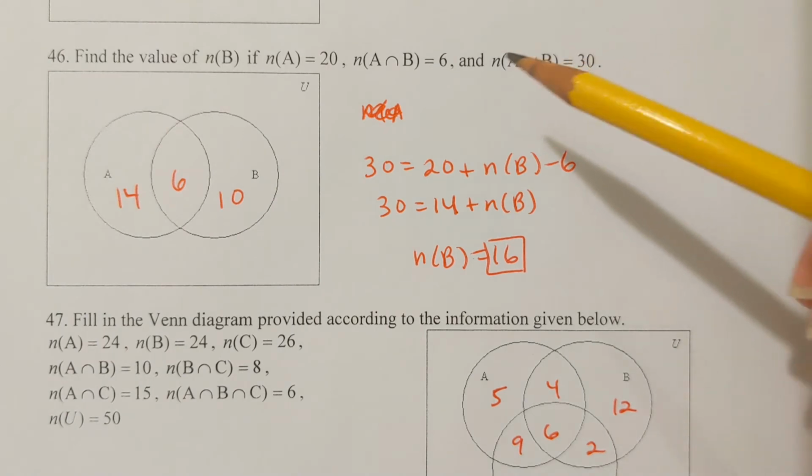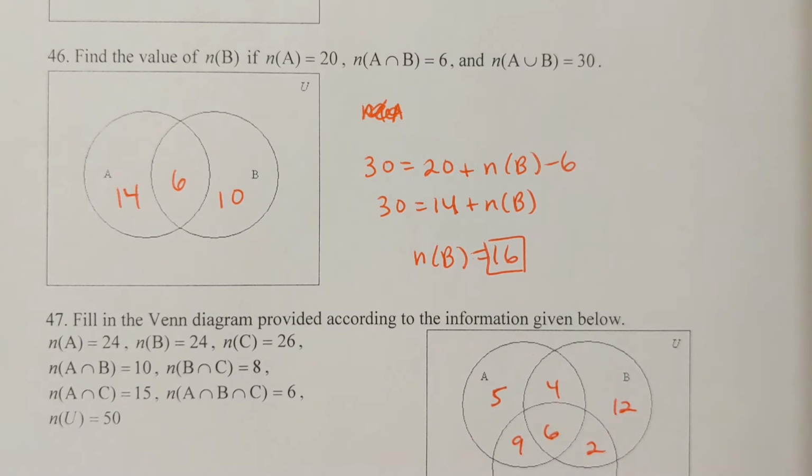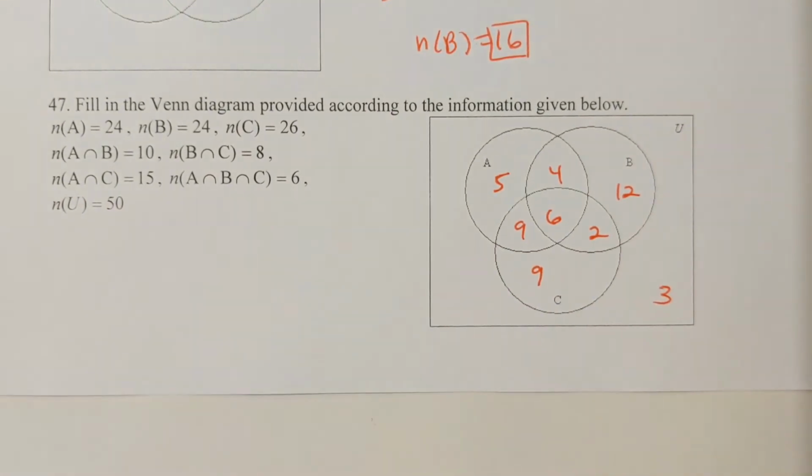Okay? And the cardinality of B is 16. If I add 6 and 10, I get 16. Now, a lot of what we do in this section is going to be filling in a Venn diagram and then solving or answering some questions based on a study. So let's get some practice with that.